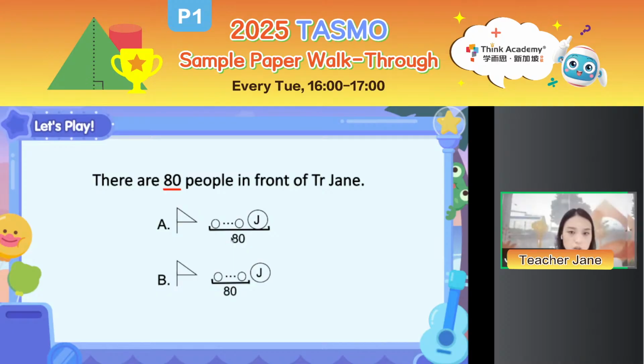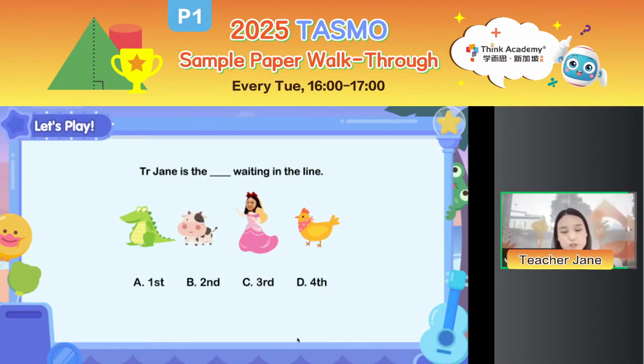Then, for example, if we get bigger numbers, there are 80 people in front of Teacher Jane. Am I counted? Yes or no? No, I'm not counted, right? So which one is the correct one? Yeah, option B. And then how about this time? Everyone, let's change.